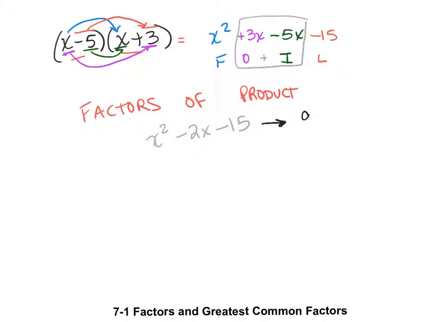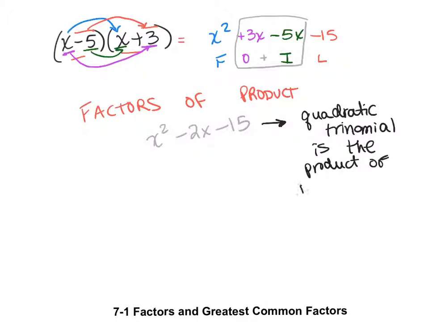This quadratic trinomial is the product of the factors that are the two parentheses that we started with. X minus 5 is one factor and x plus 3 is the other. What we are going to be working on today and in other sections within this unit is going backwards, looking at the product and finding the factors.